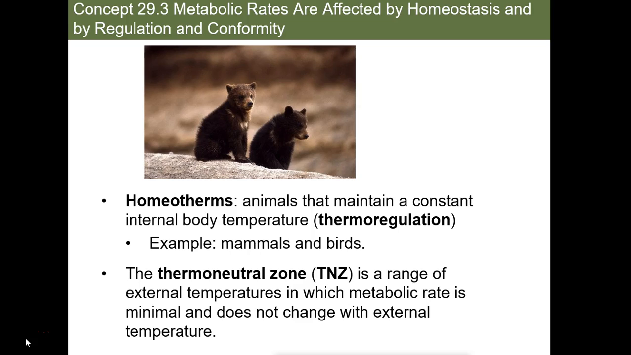Homeotherms are animals that maintain a constant body temperature. This is sometimes referred to as thermoregulation. Birds and mammals fall into this category. The thermoneutral zone, or TNZ, is a range of external temperatures in which metabolic rate is minimal, does not change with external temperature.